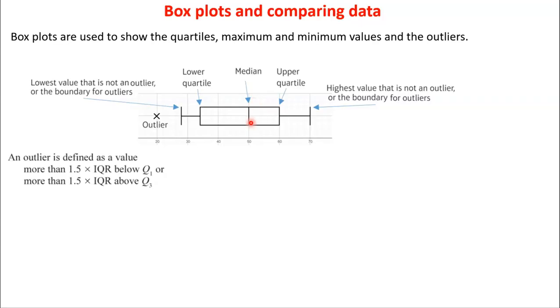So the median is in the middle, the lower quartile, so-called Q1, is 1/4 through the data, and the upper quartile is 3/4 through the data. The left whisker is usually the lowest or smallest data value that is not an outlier, and if we don't know what this is, we can instead plot here the boundary for outliers.